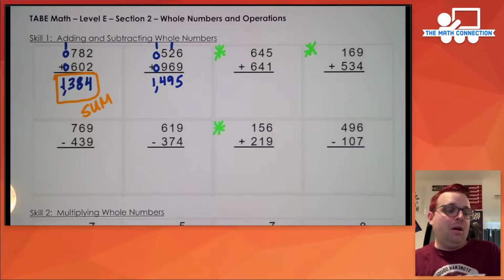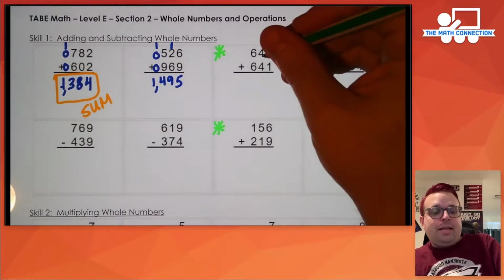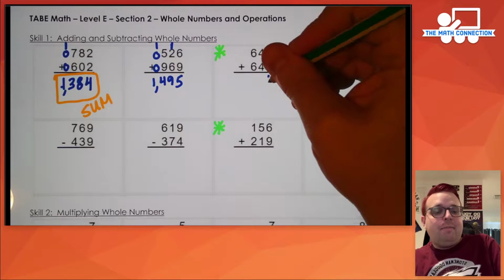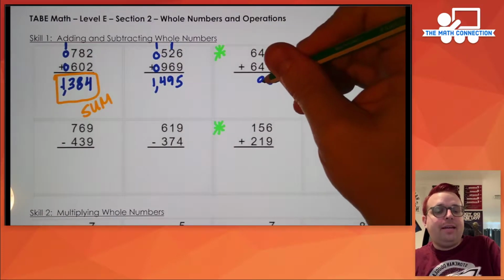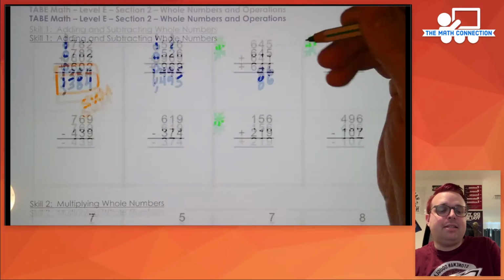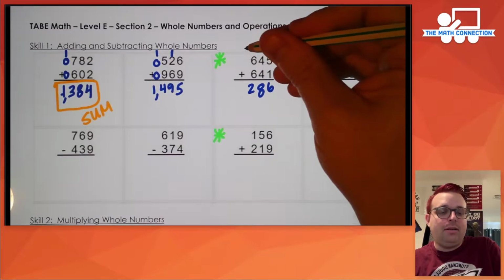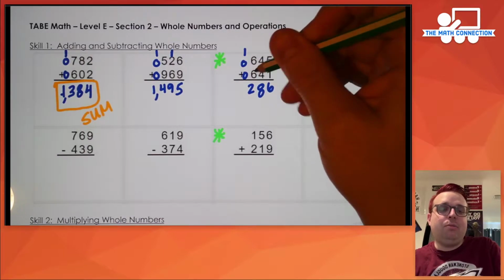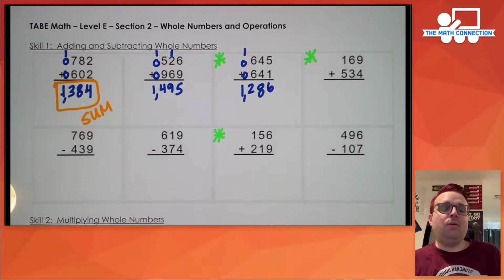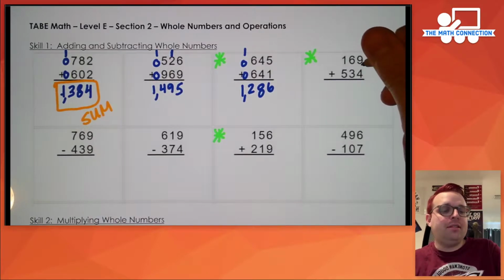Okay, so when we look at the first example, we're going to add 5 and 1, that makes 6. And then next column, we have 4 and 4, that makes 8. And our last column is 6 and 6, which makes 12. And we have 1 that carries over. So we have 1, and plus 0 makes 1. So our result is 1,286. And then we move on to this next example.